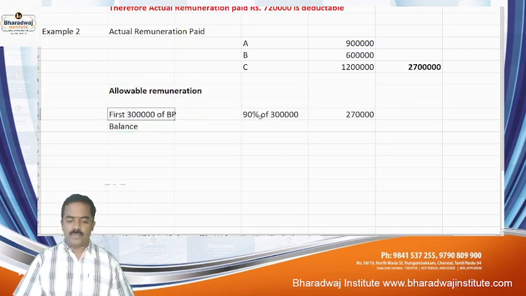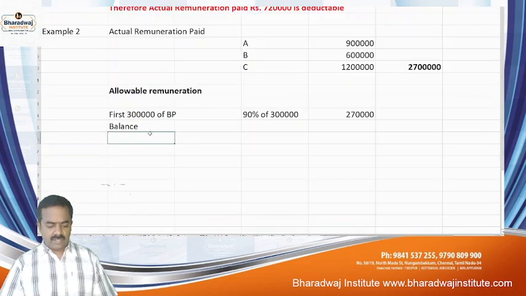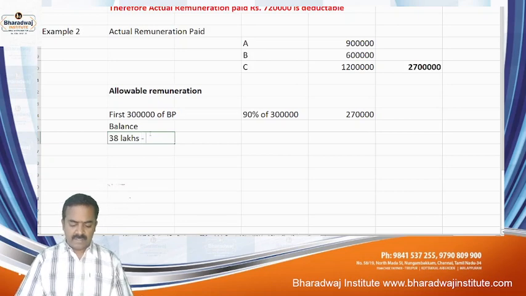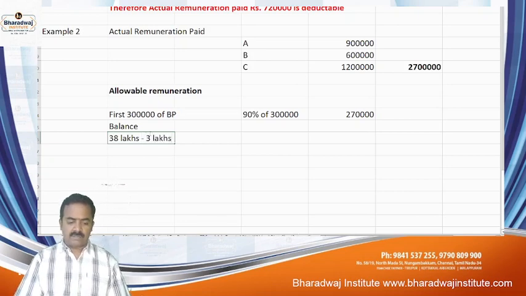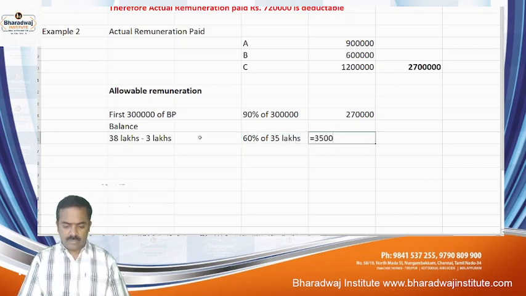Let us work out allowable remuneration. First 3 lakhs, no issues, or 90% of 2 lakh 70. Balance. What is the income given in the problem? 38 lakhs. So 38 lakhs minus 3 lakhs. Balance. What is the balance? 60% of 35 lakhs. Work it out, you need not wait.